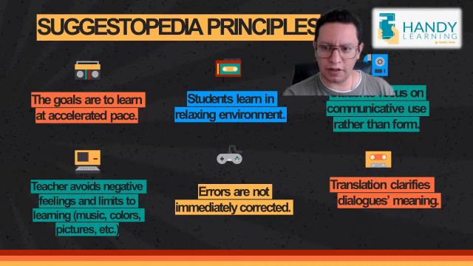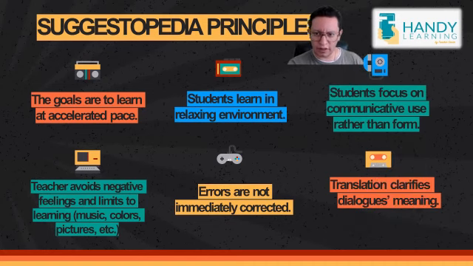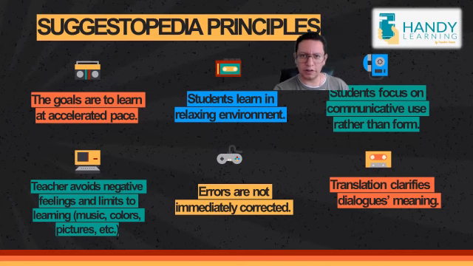The Suggestopedia method itself, the way that it should be taught, has specific principles. The goals are to learn at accelerated pace. It's fast learning. Students learn in a relaxing environment. There is no stress on the learning process. Students also focus on communicative use rather than form. This is a functional approach methodology, meaning that it is not important if the student is accurate or not, as long as he is able to communicate and express his own ideas, feelings, or needs.